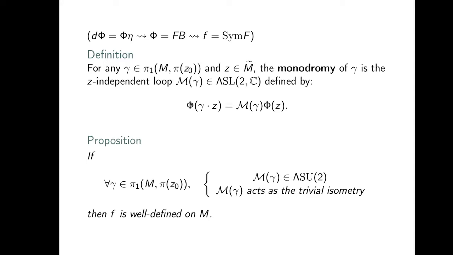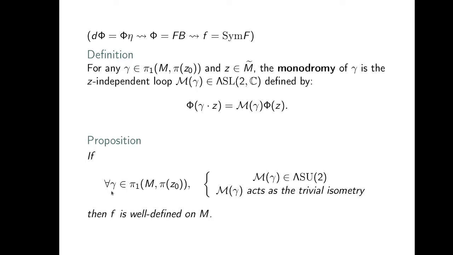If you had that, then the deck transformation would not do anything to the holomorphic frame, and because the holomorphic frame would be the same after or before the deck transformation, you would get a well-defined immersion F. But this never happens. The monodromy of a closed path is generally not the identity matrix. Nevertheless, you have sufficient conditions so that these three steps still give you the same immersion F before or after the deck transformation. And these sufficient conditions are written here.